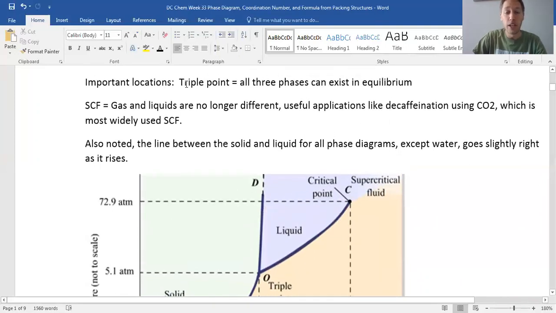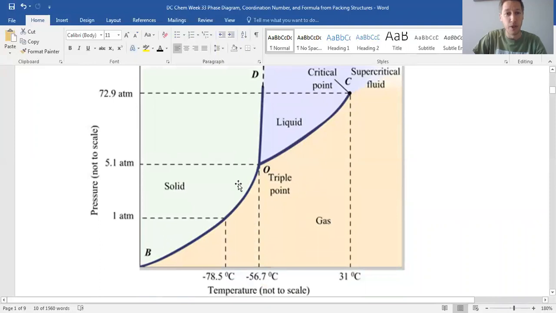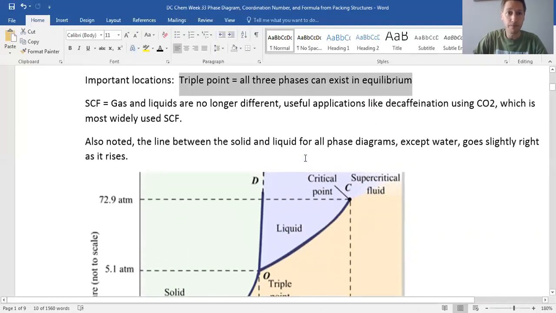So our important locations are the triple point. This is where all three phases exist in equilibrium. It's like a fingerprint. The triple point is this place right here in the center. That's where a substance can go from a liquid to a solid to a gas and all over, back and forth, and they can all be at equilibrium. It's an important point as far as identifying the substance.